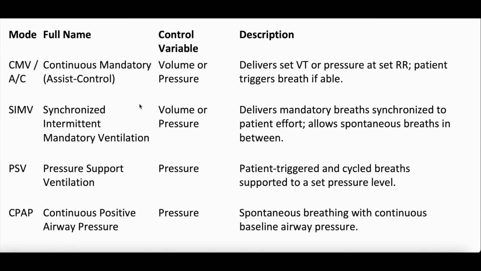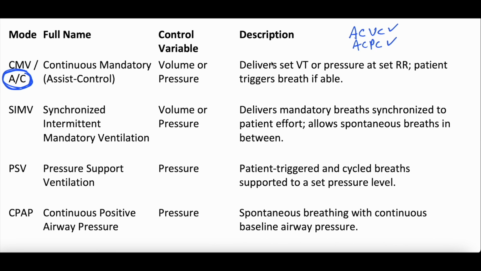So starting with these two that are CMV and AC. CMV is continuous mandatory and AC is assist control. And we really only use, at least traditionally, someone correct me in the comments if you're using continuous mandatory often, but we're really using assist control mostly. And assist control means that a patient can trigger their own breaths. Okay, so when a patient is in volume control or pressure control, we don't say this often, but it's usually assist control volume control or assist control pressure control, also known as ACVC or ACPC.